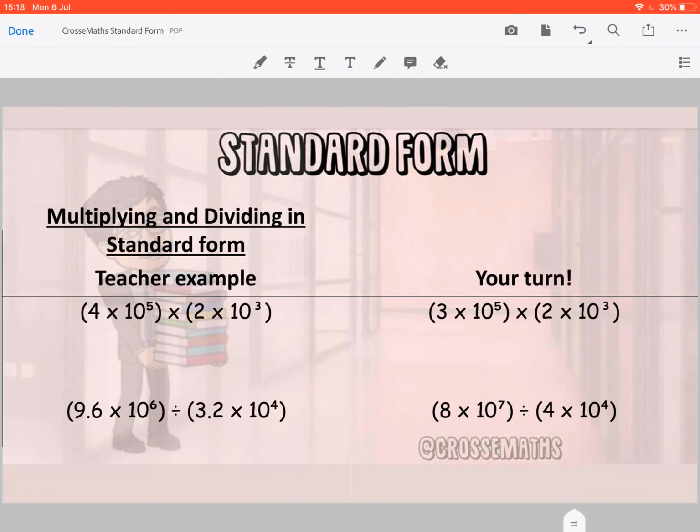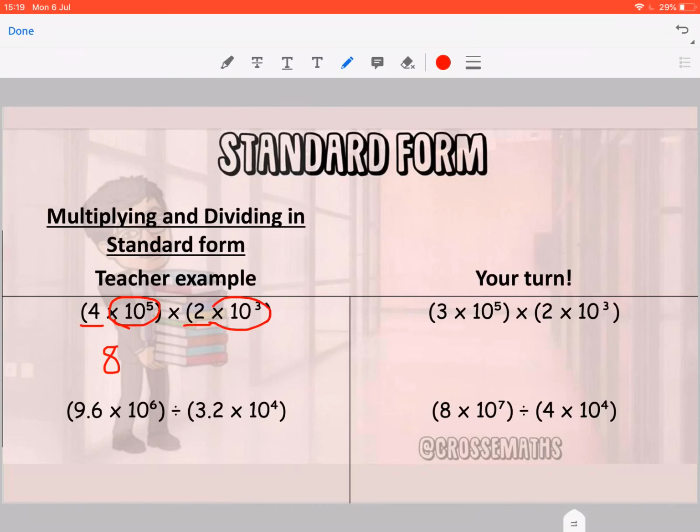Right then, cool. So, multiplying and dividing in standard form, this is quite tricky. This is what you'll end up getting on higher tier and intermediate. So, multiplying and dividing, all you've got to do is the same as working with indices. I've got to take my two front numbers, my 4 and my 2, and multiply those two together. 4 times 2 gives me 8. Once you're there, I've got to take my powers and add them together. So I add my powers, 10 to the 5 and 10 to the 3 gives me 8 times 10 to the power of 8. So you multiply the front numbers normally, and add your powers together.